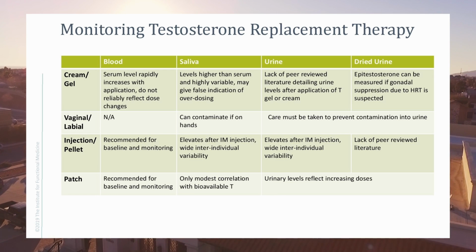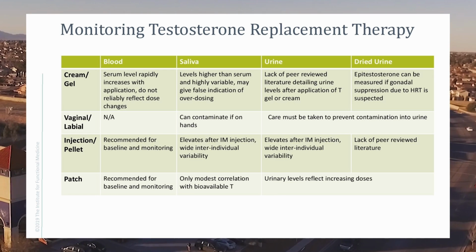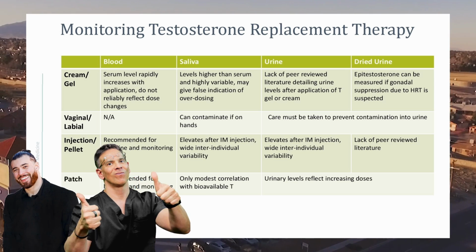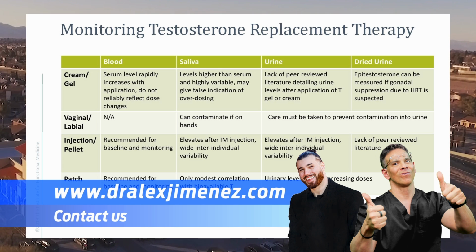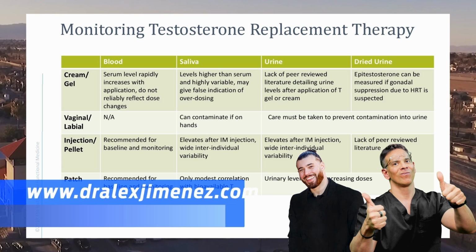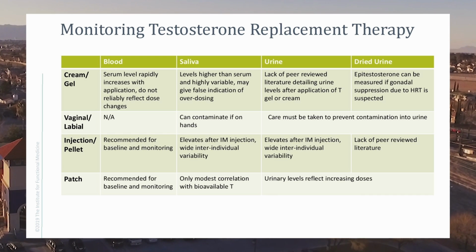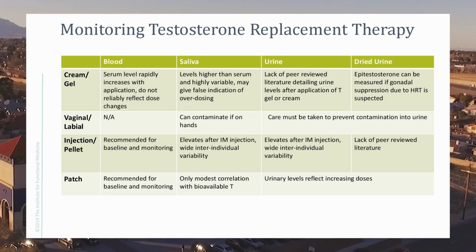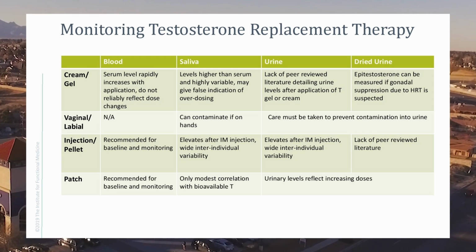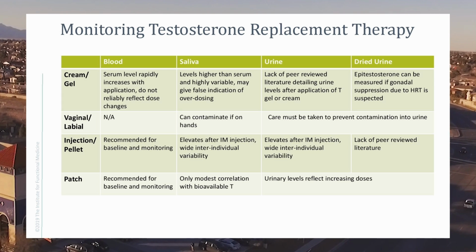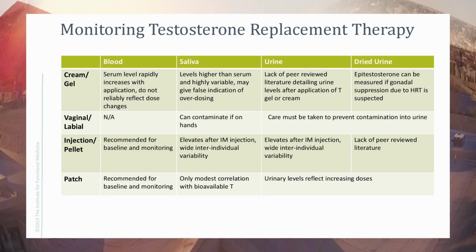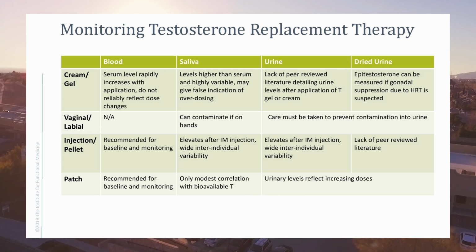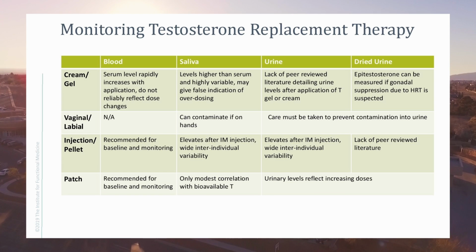Now, vaginal or labial application of testosterone, there's not really any good way to get a blood level that makes any sense. The salivary levels, like any other cream or application that we might have on your hand, you've got to be careful, because if you're handling the specimen vials to get the saliva, you might actually get it into the testing medium. And then just like any vaginal or labial application, if you're trying to get urine specimens, you've got to be careful that you're not contaminating the urine and getting a falsely elevated level.